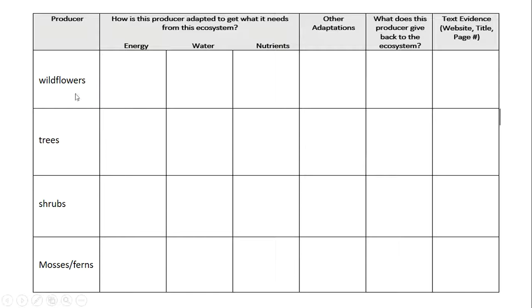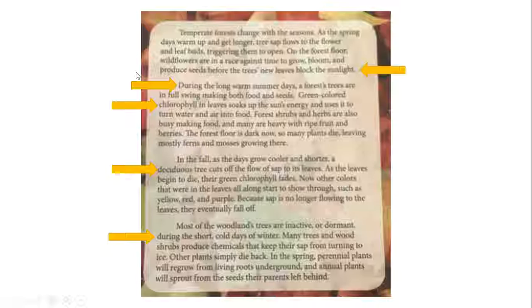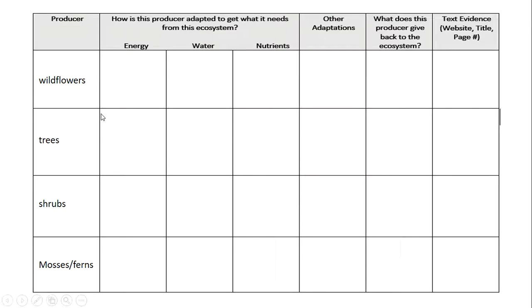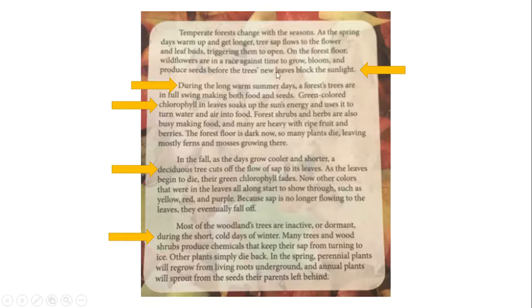So from this article, I pulled out the names of some of the producers that I found: wildflowers, trees, shrubs, mosses, and ferns. So starting with wildflowers and the information that I found here, what I was able to pull out is that they try to grow before tree leaves are blocking the sunlight. So we heard that up in the top here, before the tree's new leaves block the sunlight.